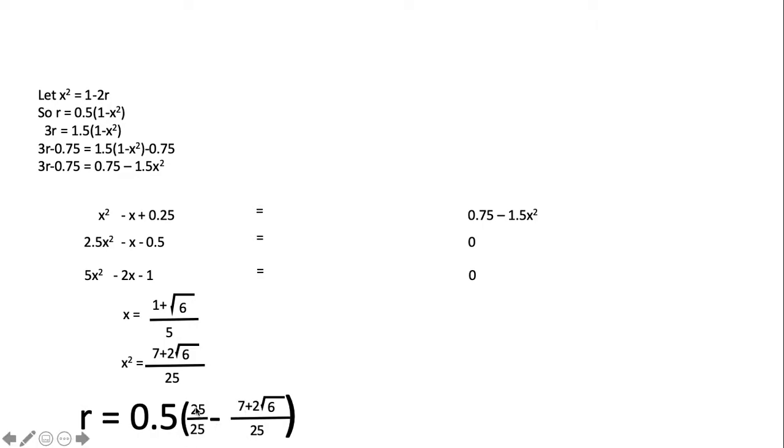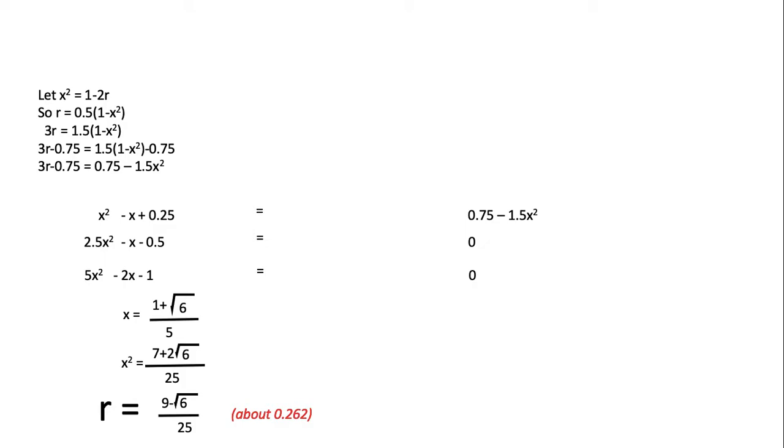So 25 minus 7 gives me 18, and then minus 2 root 6. So the radius is 0.5 times brackets 18 minus 2 root 6 all divided by 25. So I can get rid of that 0.5 just by multiplying everything on the top by 0.5. So instead of 18, 9, and instead of 2 root 6, just a single root 6. So that gives me that the radius equals 9 minus root 6 all over 25.